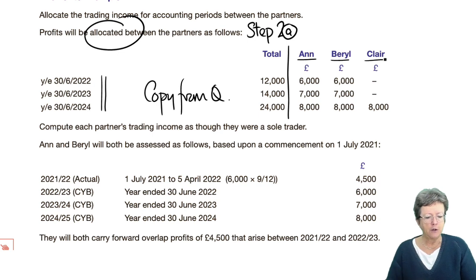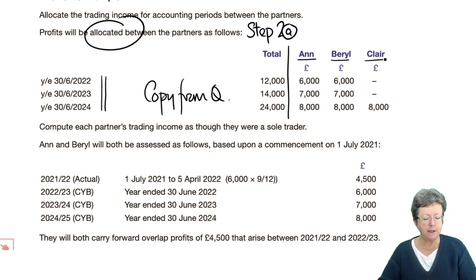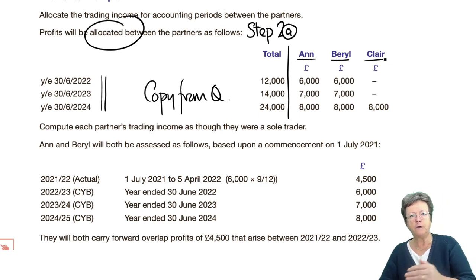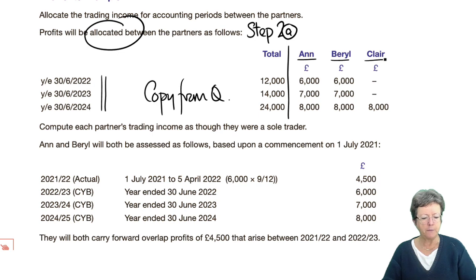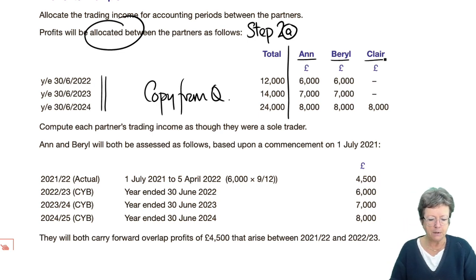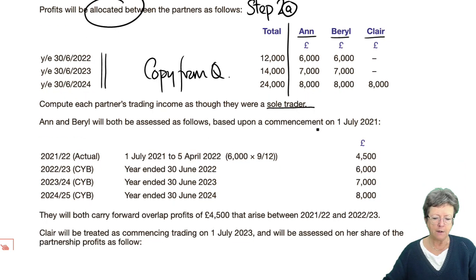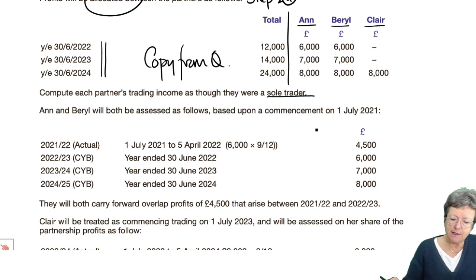Then according to the instructions in the question, allocate those profits. So in the year to 22, the total of 12 was allocated 50-50 because it was equal. Then in the year to 23, it was allocated 50-50 because there's only 2 of them. Now, Claire joined in the year to June 24, and therefore that 24,000 profit needs to be split equally between them. They're all treated then as sole traders. Now, Anne and Beryl. So this is our basis period.